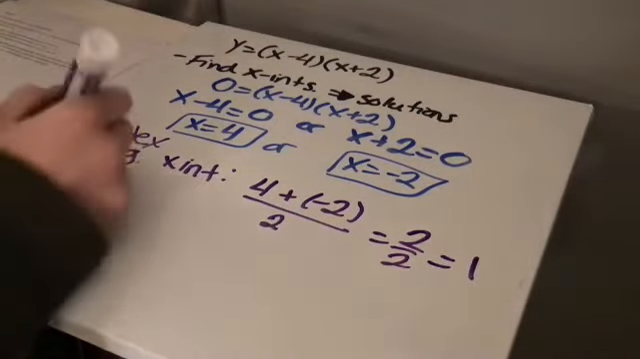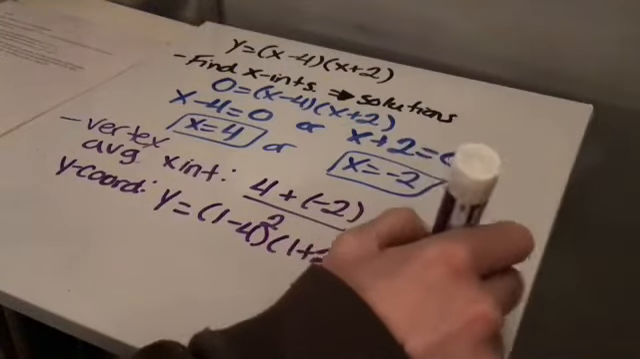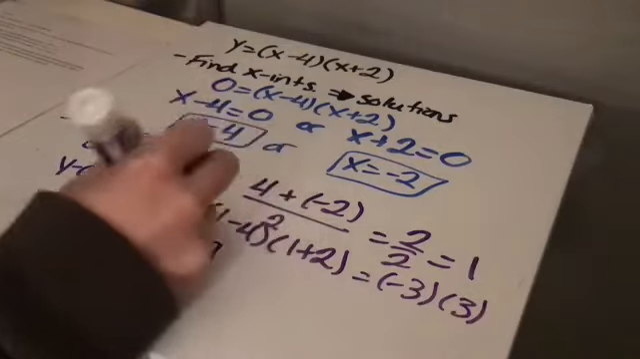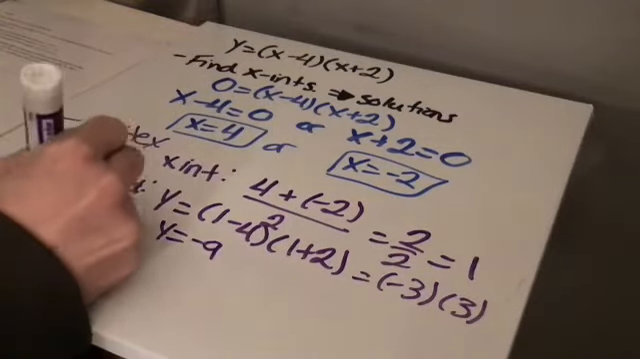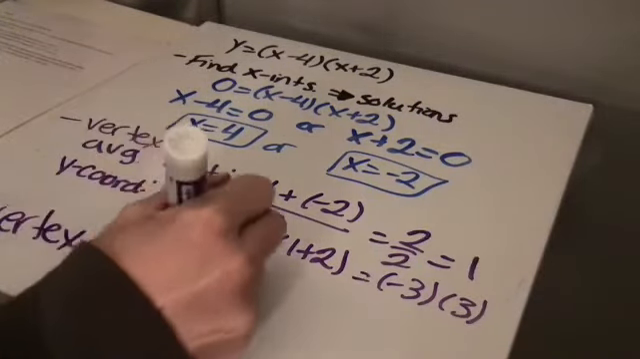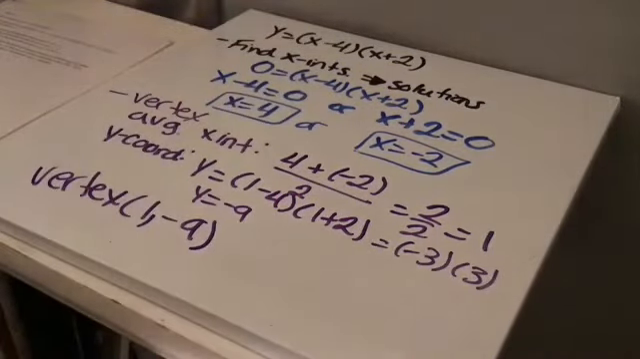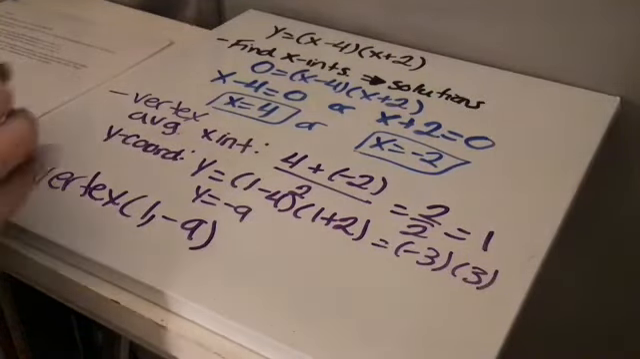Then the y-coordinate, you just plug this in. So y equals 1 minus 4 times 1 plus 2. So 1 minus 4 is negative 3 times 3, and you get negative 9. So your vertex is at 1, negative 9. Okay, so keep these in mind for your graph, because you're going to graph your intercepts and your vertex and make your curve. Okay, so then put it on a graph.